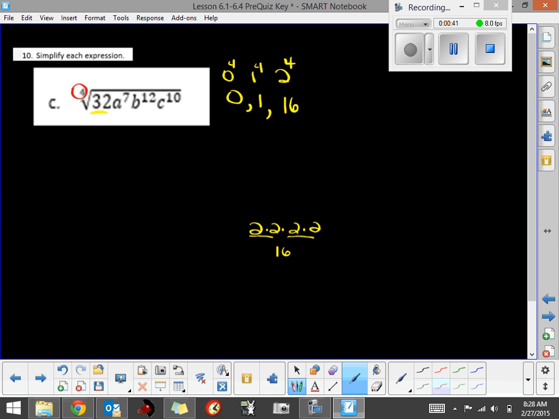So 16 is a perfect power of 4, and does 16 go into 32? And, well, yeah, of course it does. It goes in there exactly 2 times. So it's 16 times 2. So the strategy is always to try to find a factor that is a perfect power, and in this case, a perfect power of 4 that divides into 32, and 16 is our number. And now we can write our variables: a to the 7th, b to the 12th, c to the 10th.